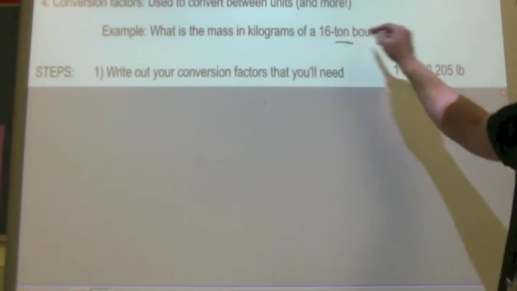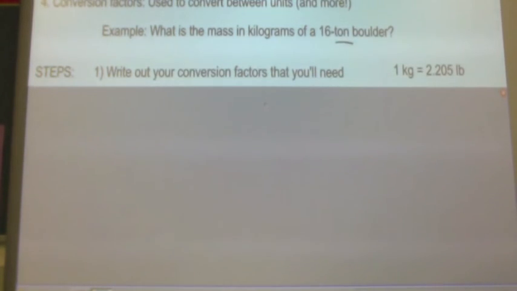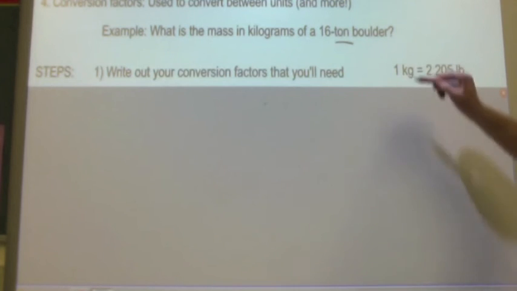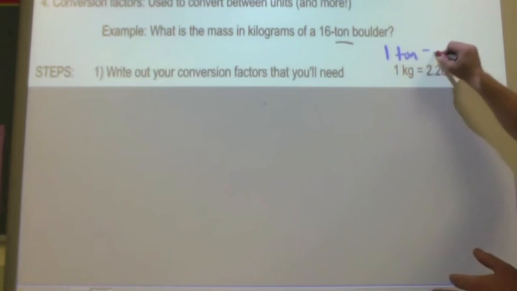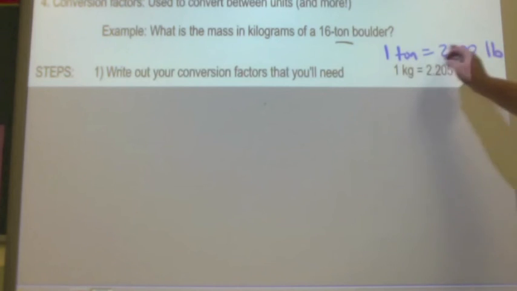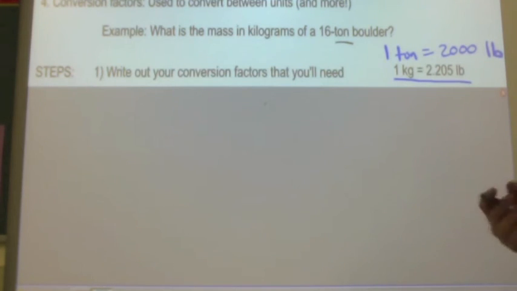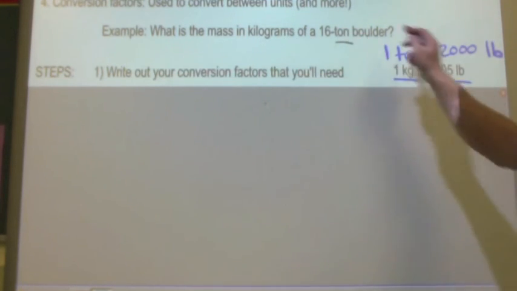Well, in this case, we're starting with 16 tons. So we need to make sure we know what a ton is. And it's going to be 1 ton equals 2,000 pounds. Okay. Ton has a lot of different meanings based on the way it's spelled. So we'll call that a regular ton. It's 2,000 pounds. And then this is our pounds to kilograms. So basically that's all we'll need because we're needing to go from tons to pounds to kilograms.